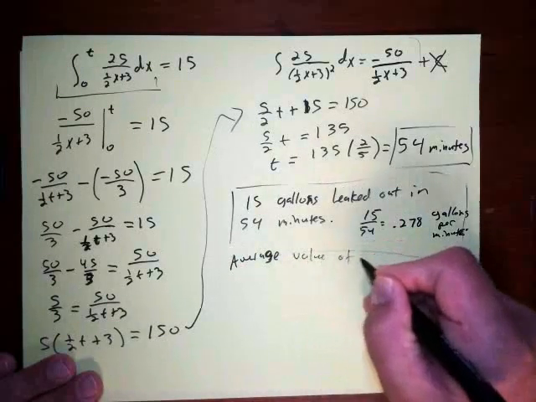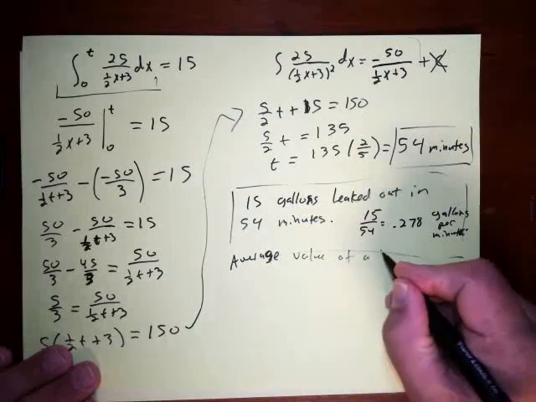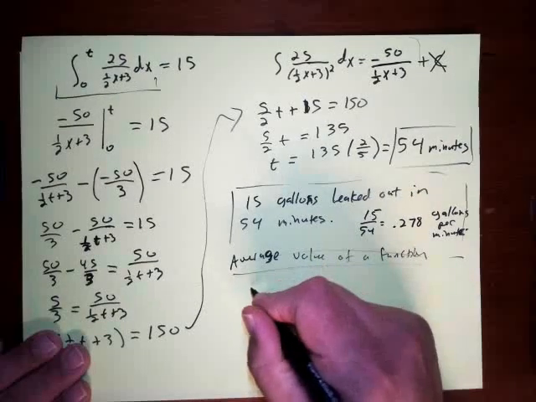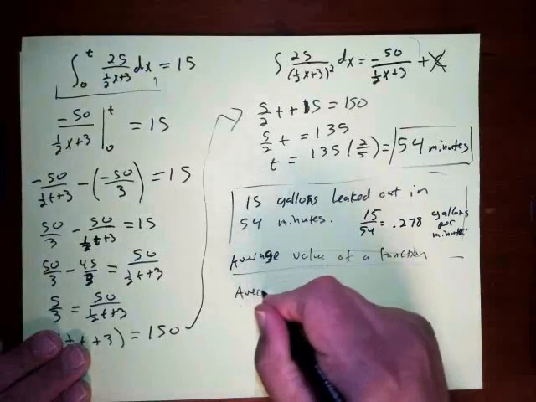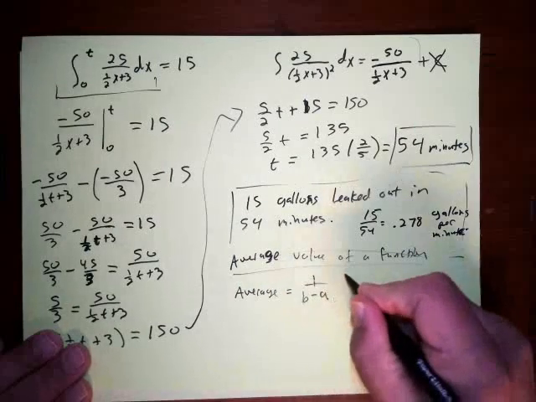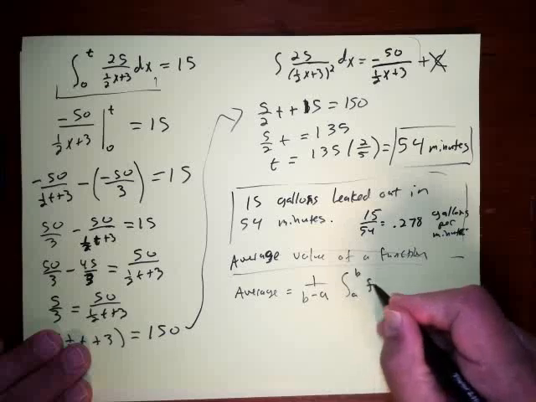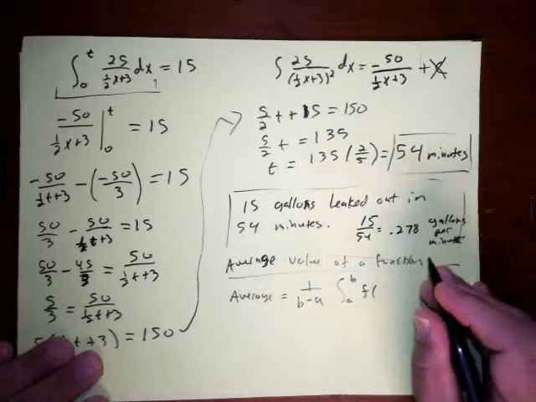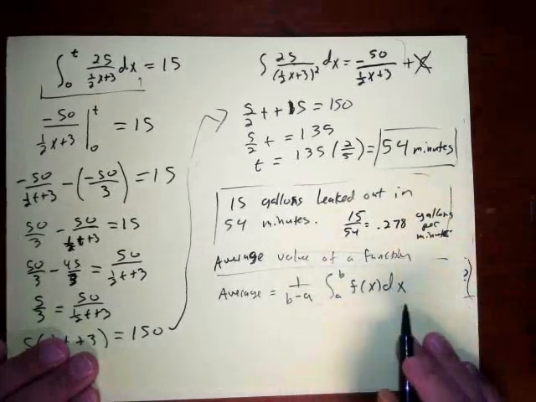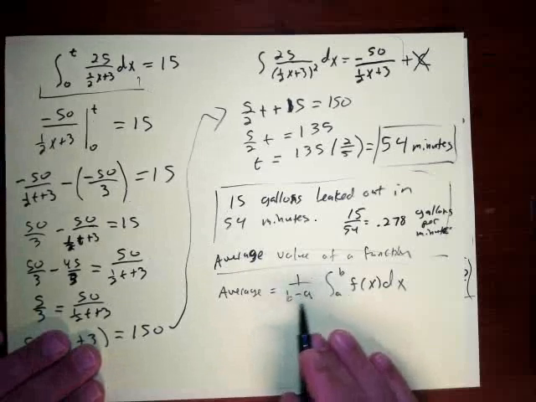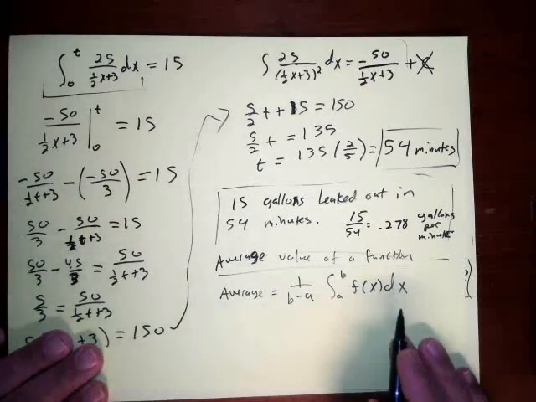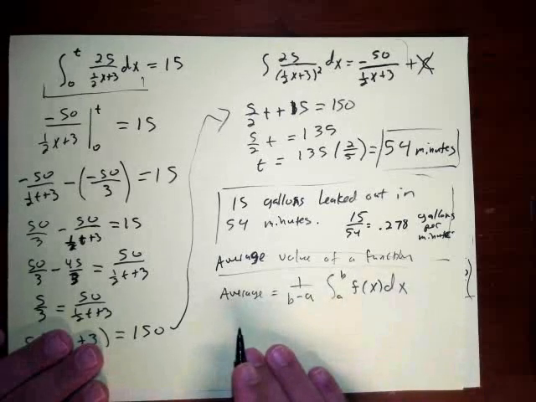value of a function, or the mean value of a function, is given by the following. The average is equal to 1 over b minus a times the integral from a to b of f of x dx. So if you take the integral from a to b and multiply by 1 over b minus a, this gives you the average value of the function.